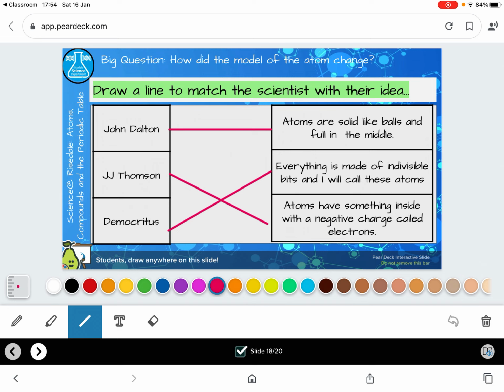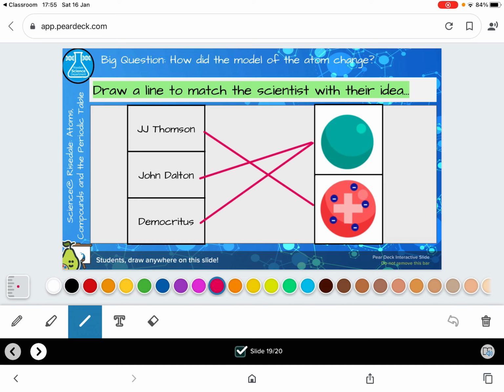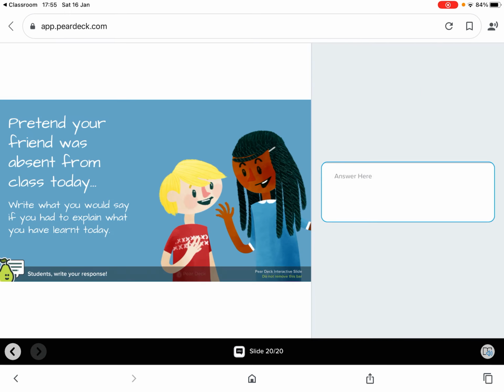Thinking about today's scientists, Democritus said everything is made of indivisible bits. We'll call these atoms. John Dalton said atoms are like balls and full in the middle. J.J. Thompson said atoms have something inside with negative charges called electrons. So thinking about these two models, Democritus and John Dalton had a solid ball. J.J. Thompson, a ball of positivity with negative electrons.